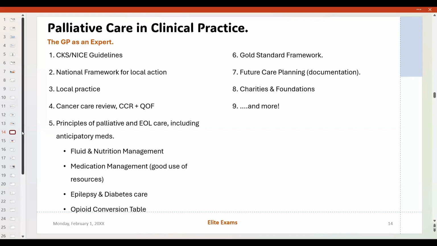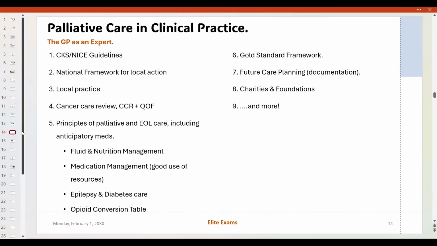Now, there is a document called the National Framework for Local Action. I'll talk about that shortly, which sets out what local communities or local GPs can be doing in their local practice, how they can adopt the whole principle of palliative care in their local practice, so your PCN. And of course, even within a PCN, you'll find that your GP practice is different from what's done next door.